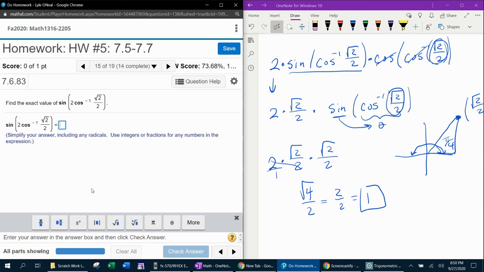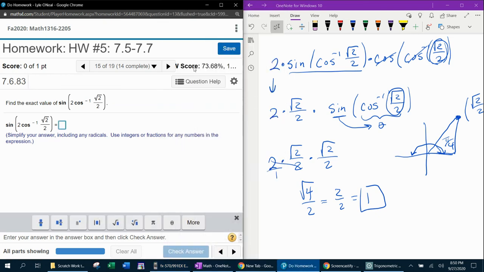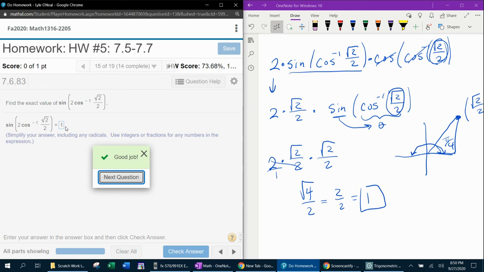You know what would make me feel better? The calculator. Let's check it. Sine of 2 times the inverse cosine of square root of 2 over 2. And I'm going to need double close parentheses. 2 open, 2 close. Oh, yeah. Makes me feel a lot better to verify with the calculator. Good job. And we're done.